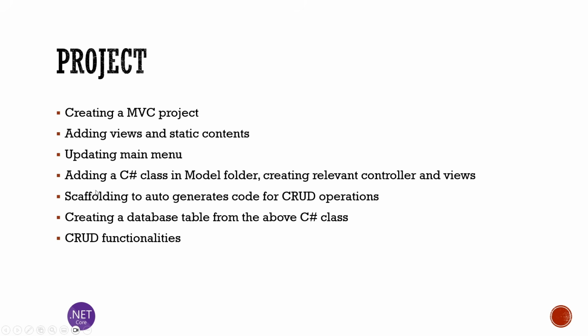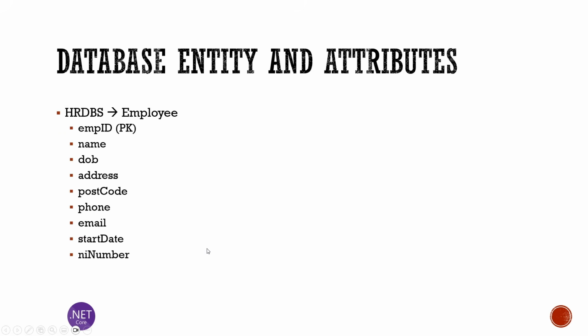And then from that model, we're going to create a database as well, using a few commands for database migration. And eventually, you will see some CRUD functionalities created. We're going to use these attributes in our C# class, and from that C# class, we're going to make a database. We're going to create an entity called employee, with attributes like employee ID, name, DOB, address, postcode, phone, email, start date, NI number. So that's our whole plan for today.